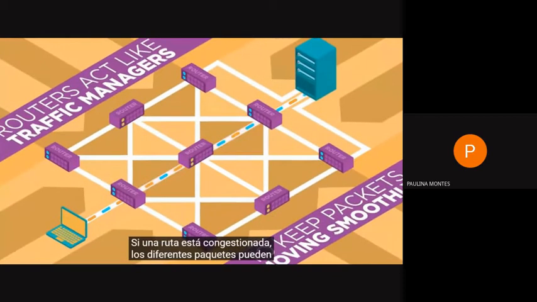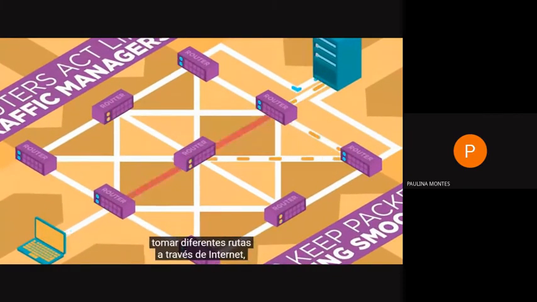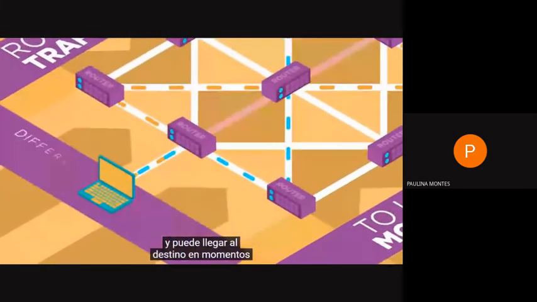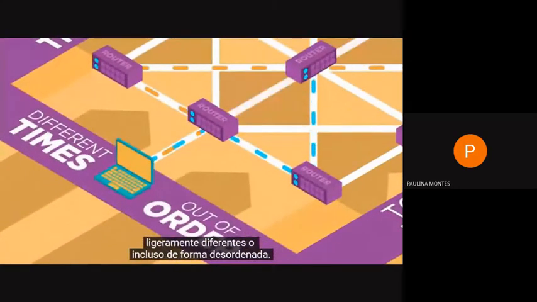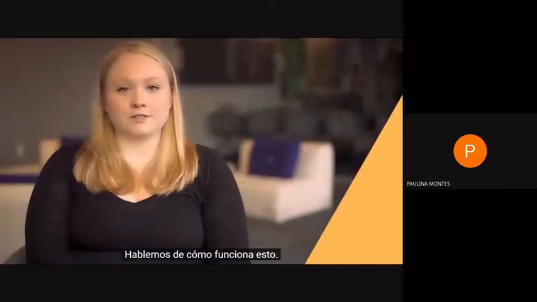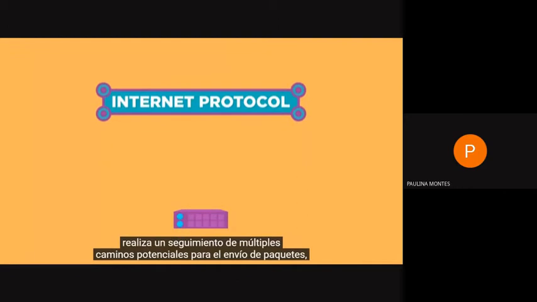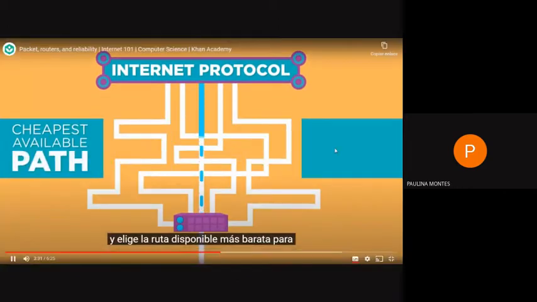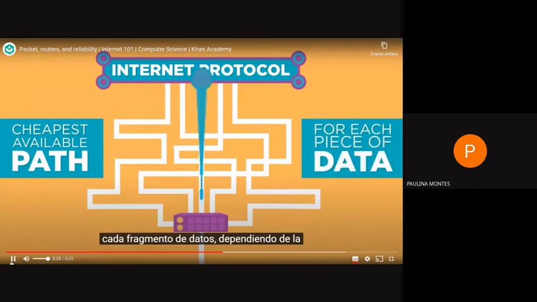If one route is congested, individual packets may travel different routes through the internet, and they may arrive at the destination at slightly different times or even out of order. So let's talk about how this works. As part of the Internet protocol, every router keeps track of multiple paths for sending packets, and it chooses the cheapest available path for each piece of data based on destination IP address.